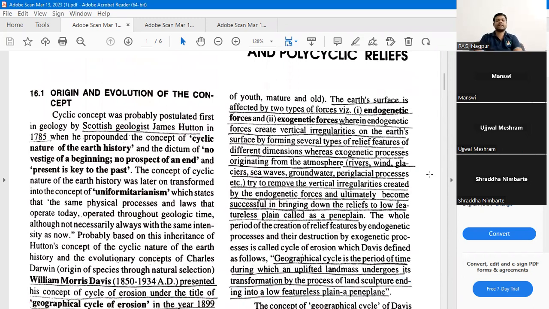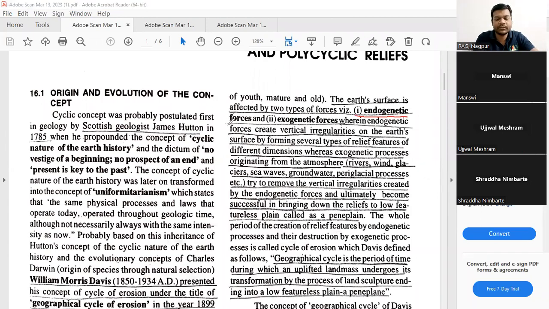Earth's surface is affected by two types of forces. I have told you just now that these two types of forces are there: endogenetic forces and exogenetic forces, wherein endogenetic forces create vertical irregularities.